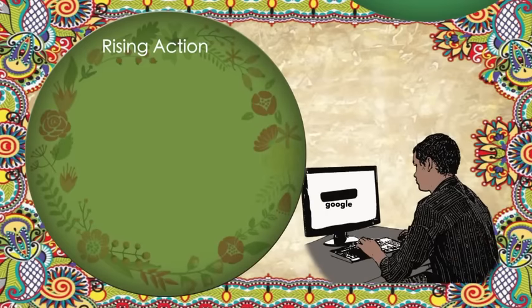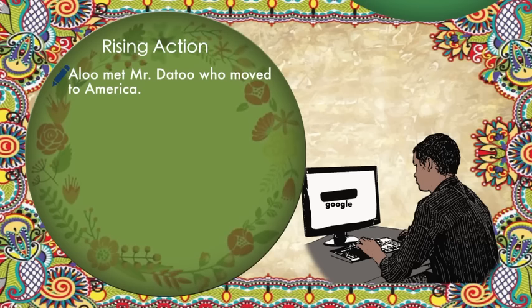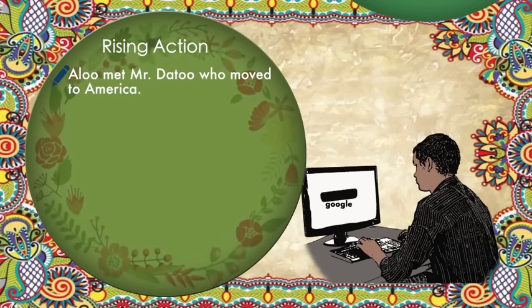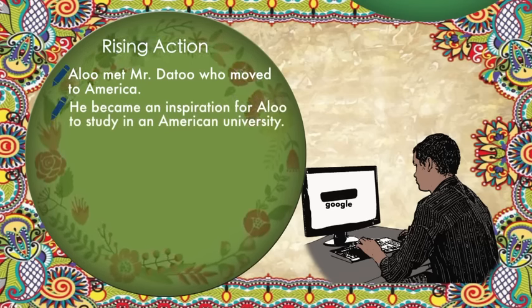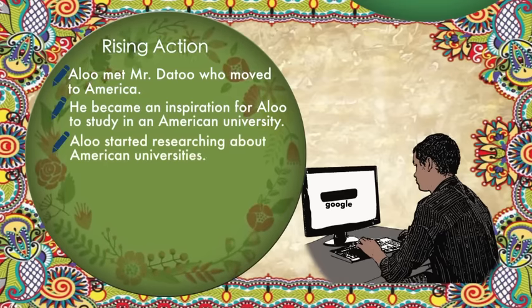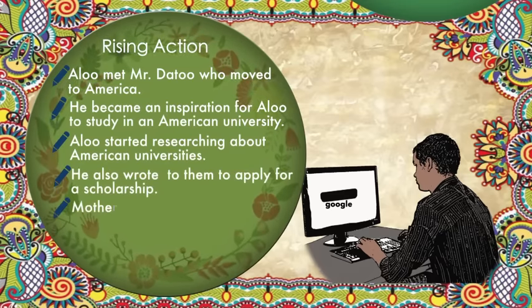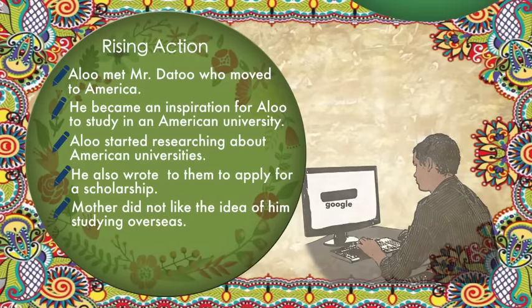Rising action. One day, Alu met Mr. Datu, who used to be his teacher. He had moved to America and returned home for a visit. He became an inspiration for Alu to study in an American university. In order to achieve his dream, Alu started researching about American universities and wrote to them to apply for a scholarship. However, his mother didn't like the idea of him studying overseas.